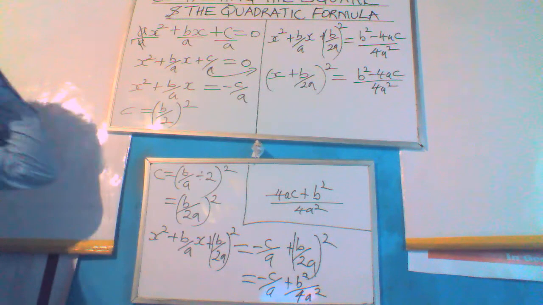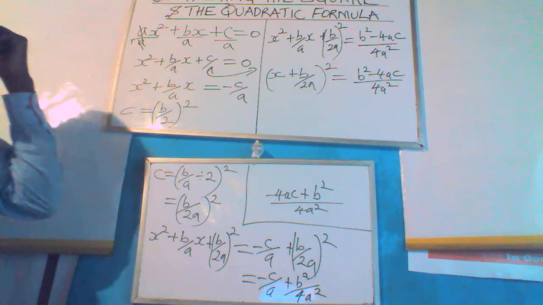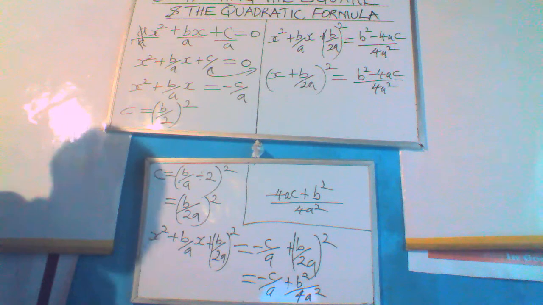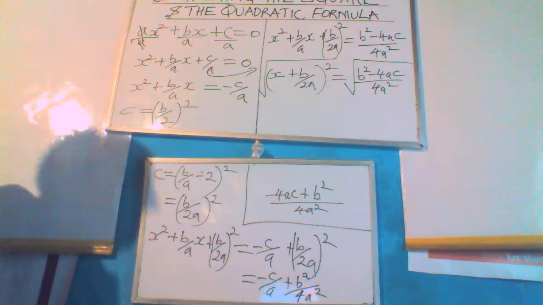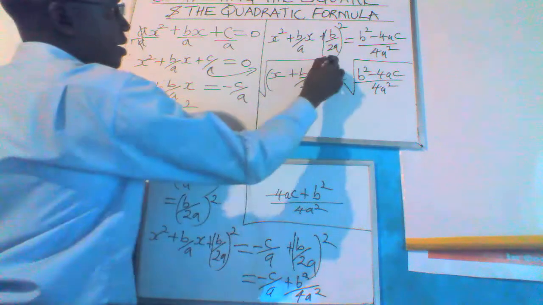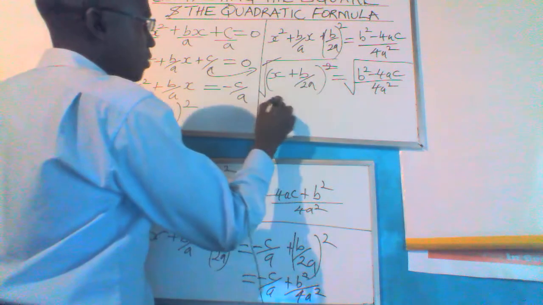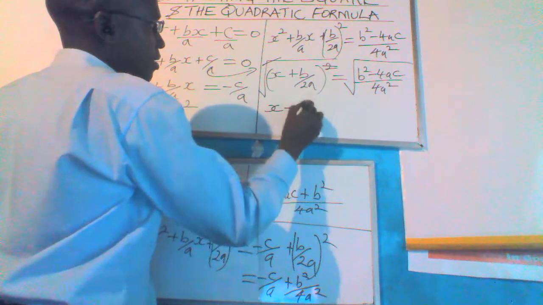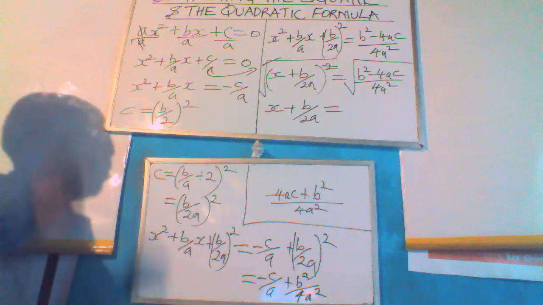How then do we make x the subject of this expression? To make x the subject of this expression, we are going to proceed by introducing a square root sign on both sides of the expression. And in so doing, we find that on the left, the square and the square root sign will cancel out, leaving us with x plus b all over 2a is equivalent to the right hand side.